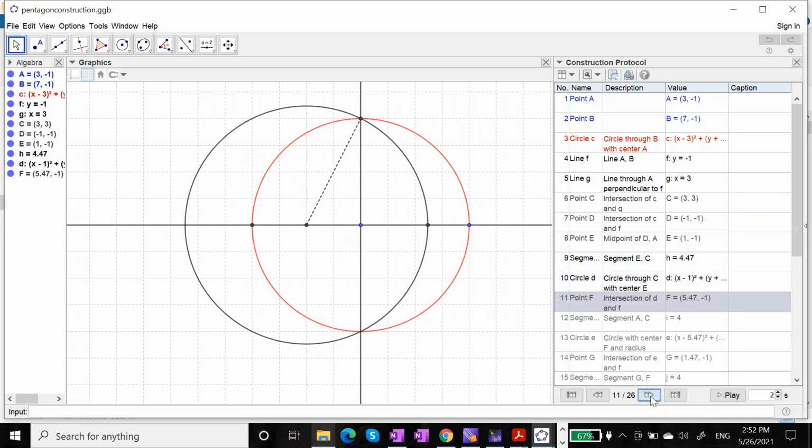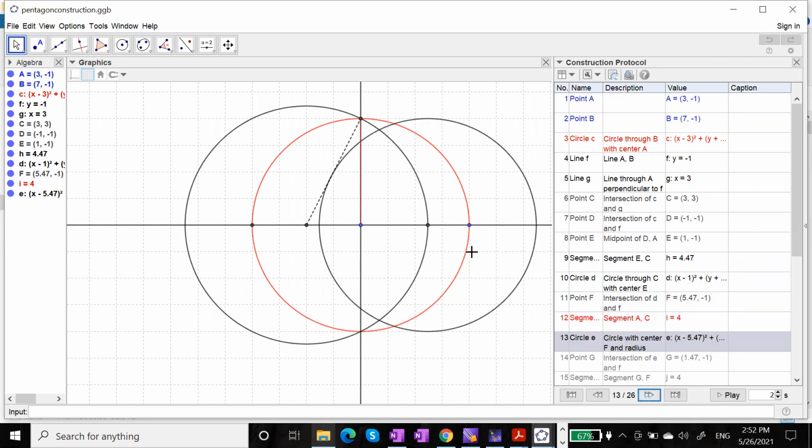Then mark those 2 points, and with this as a center and this radius as the radius, draw another circle and let it intersect at this point and this point. And similarly, with the other end point, draw another circle.